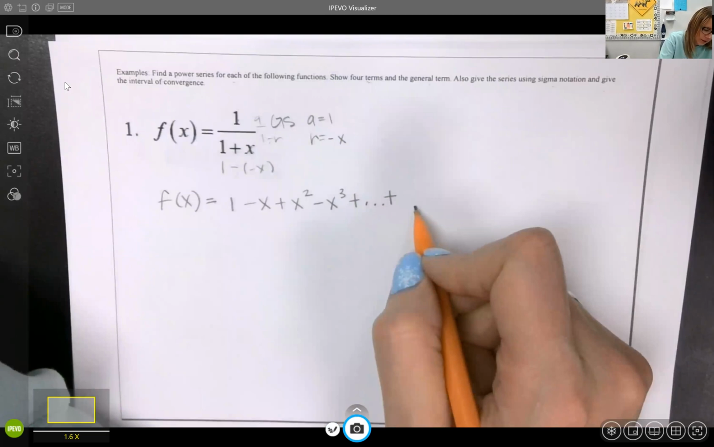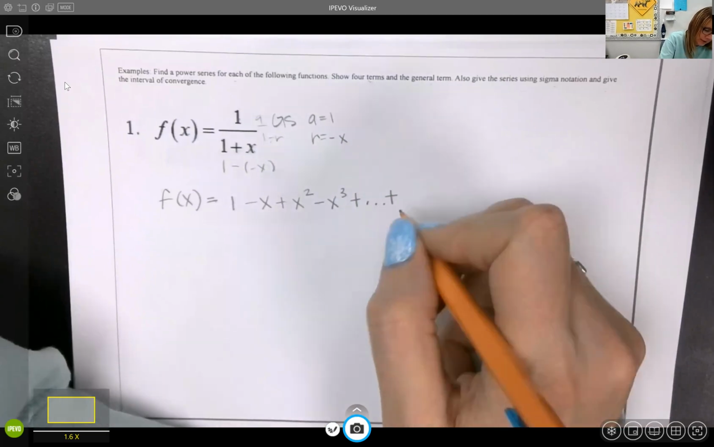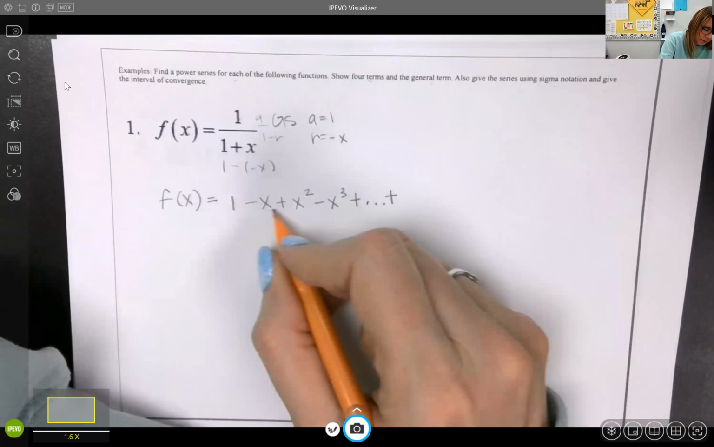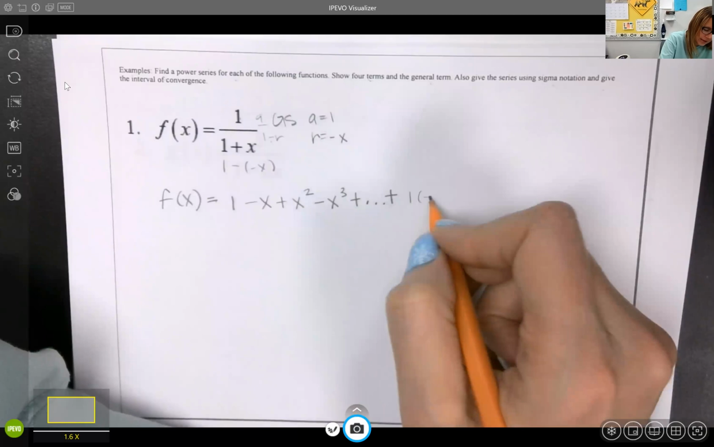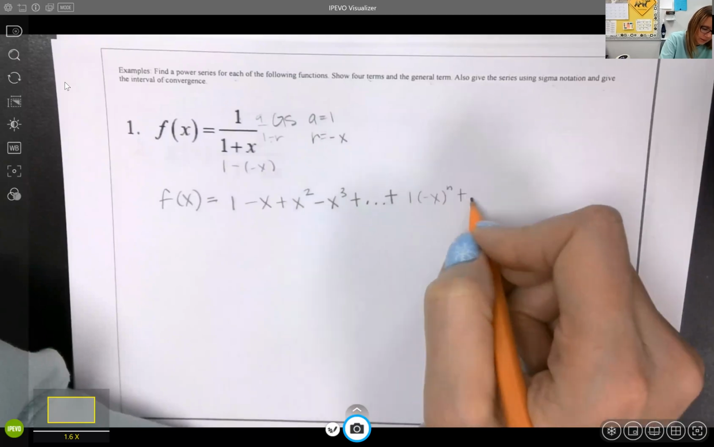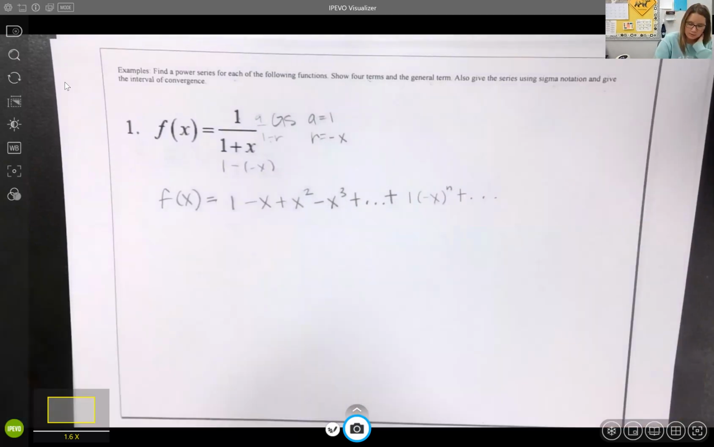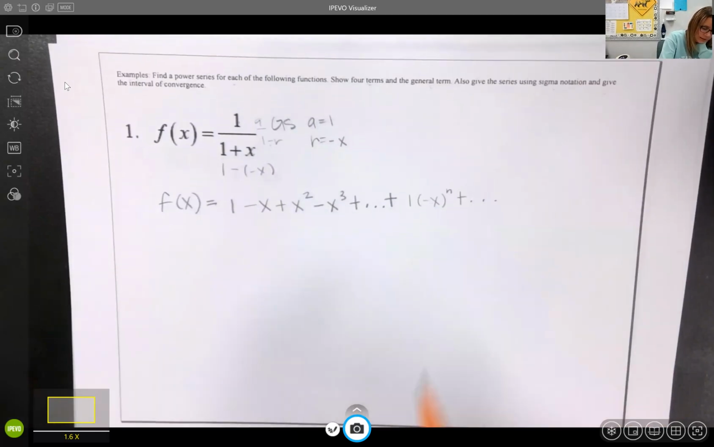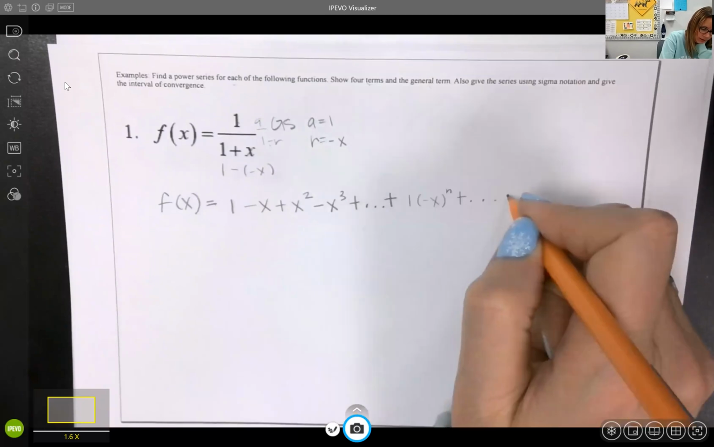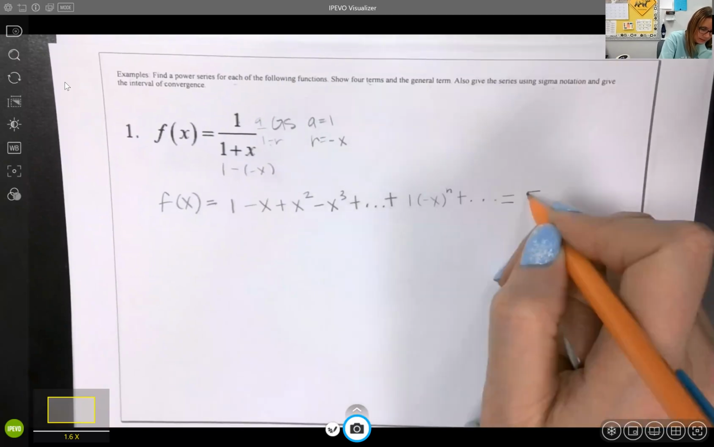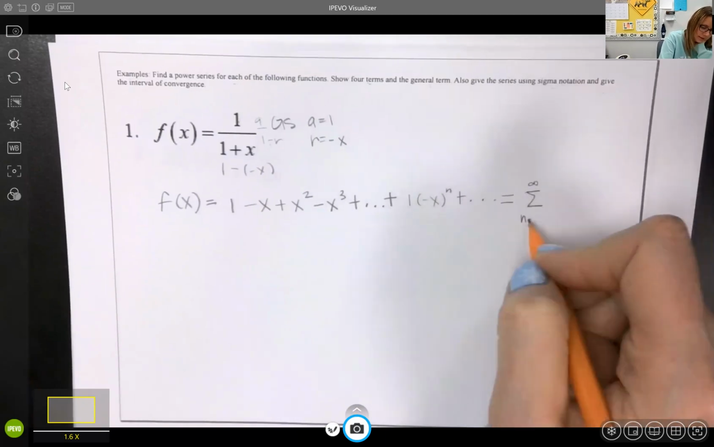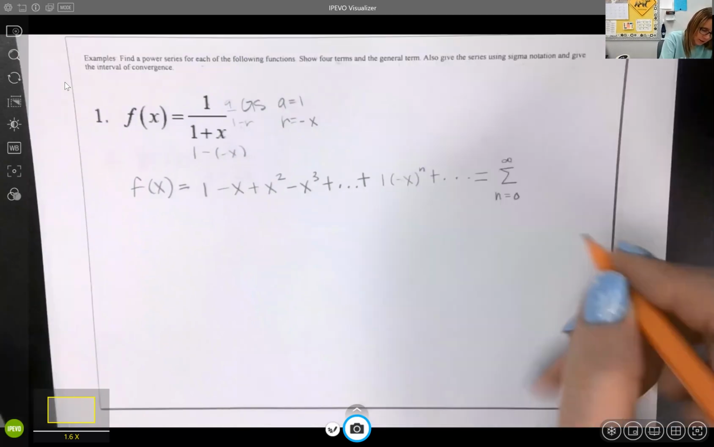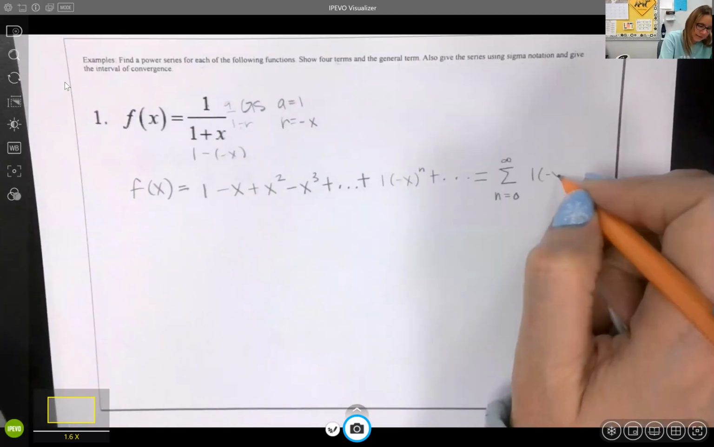So the general term, you have to have a plus in front of it because it keeps going, is just going to be the 1 times negative X to the n. And then it will keep going. Okay, so this is how we're going to write f of X. Now, this is going to equal the sum to infinity, if n starts at 0, of the equation 1 times negative X to the n.